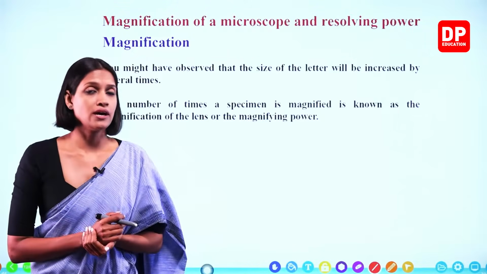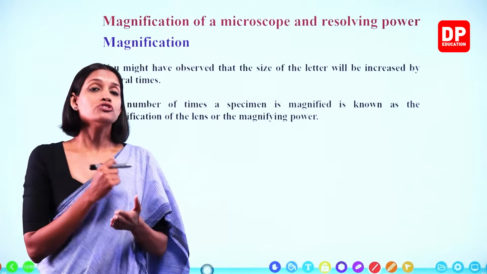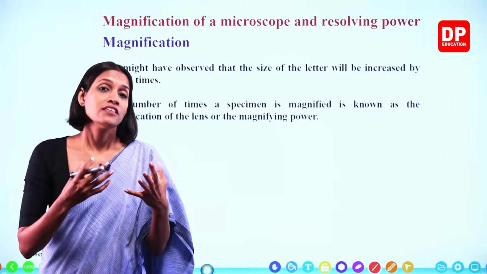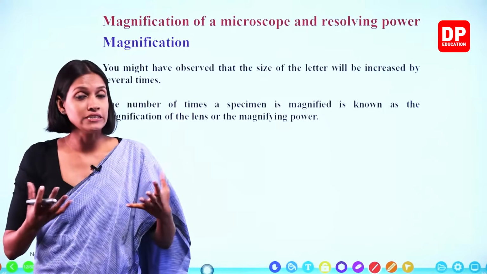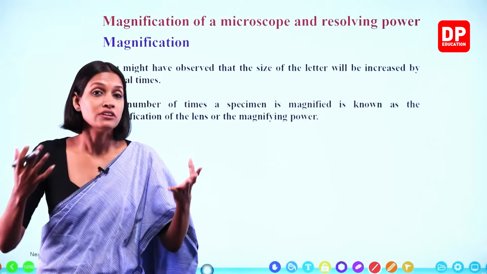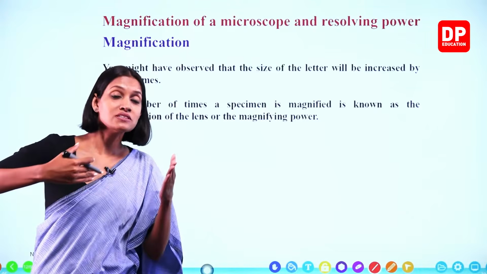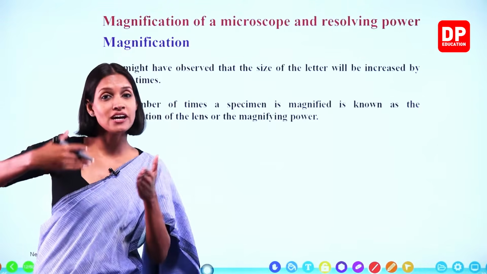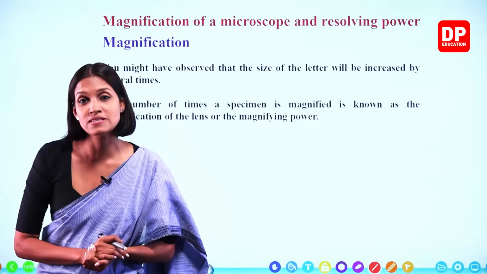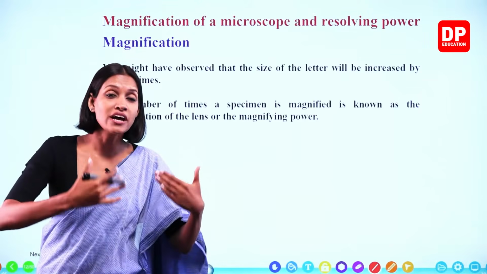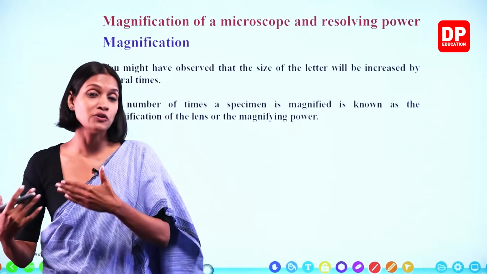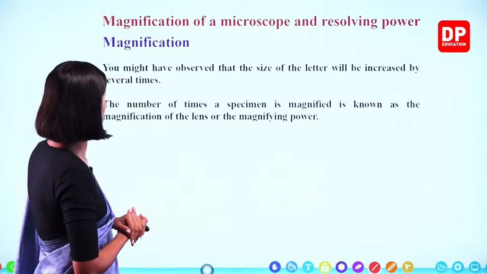Now you all know that when we look through a hand lens, the letters look bigger, right? Letters appear larger than before, which means the letters appear many times larger than the normal letters, right? This number of times it gets bigger or larger is known as magnification, right?